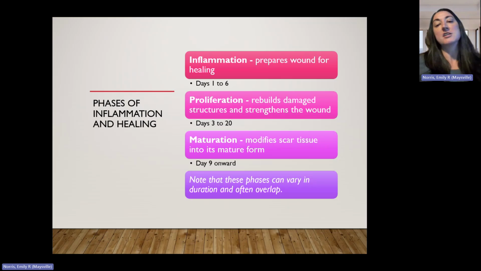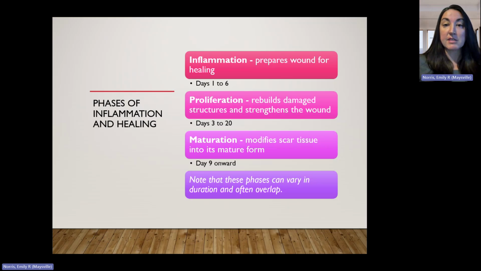The inflammatory phase, which prepares the wound for healing, that's initially when an injury occurs, up to like 6 days. The proliferation stage, which rebuilds the damaged structures, strengthens the wound, that starts around day 3 and continues usually till about day 20. The maturation phase, where the scar tissue is maturing and modifying, usually that starts around day 9 and continues even for sometimes years after an injury or damage.